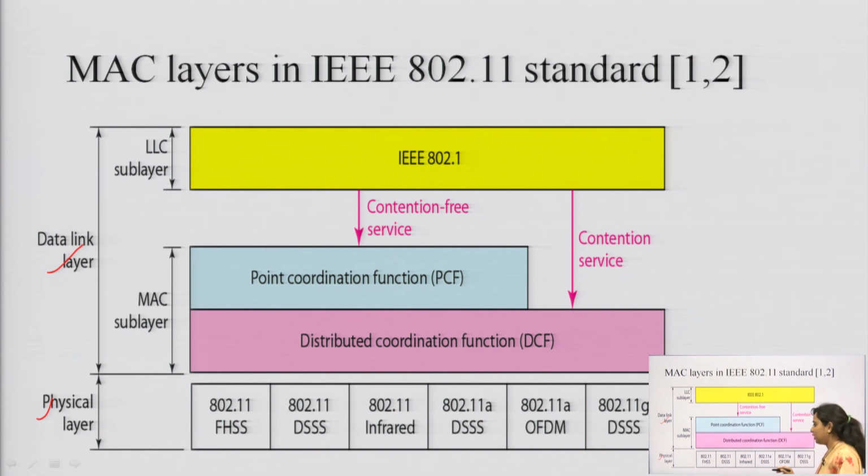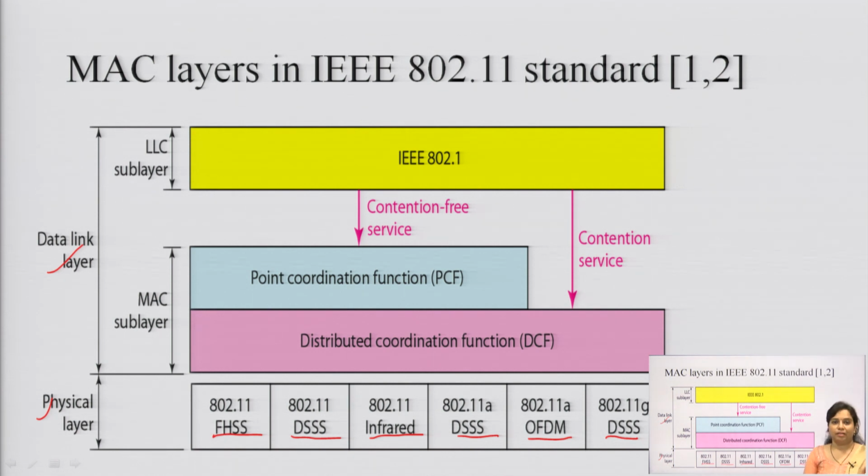In this case you can see that the physical layer is divided into different spectrums. This is frequency hopping spread spectrum, FHSS. Next one is direct sequence spread spectrum, that is DSSS. Next, this is using infrared frequencies for the purpose of transmission and reception. This is again using DSSS, direct sequence spread spectrum. This is using orthogonal frequency division multiplexing, OFDM technology, and this is using DSSS, direct sequence spread spectrum.